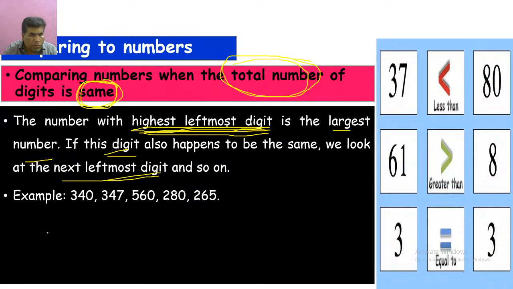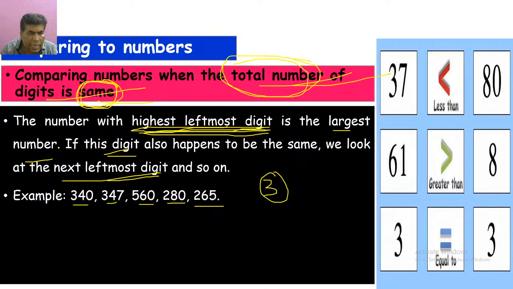Let's take an example of some numbers. Here 340, 347, 560, 280, 265. So what is the largest number here? Come on, try to guess. In all the 5 numbers, what is the number of digits? 3. All are 3-digit numbers. Means the total number of digits is the same.